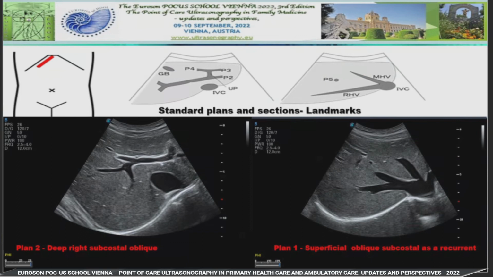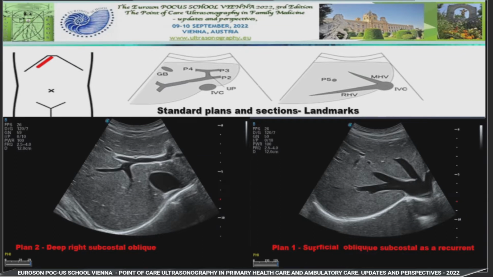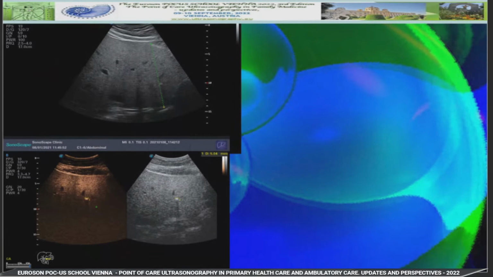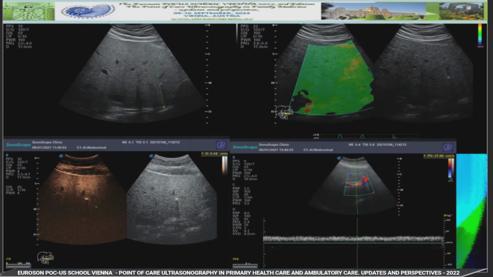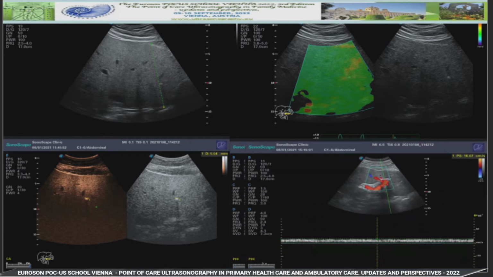This is the deep right subcostal oblique, and this is the superficial oblique subcostal and recurrent images. You must have all these to make this examination with the probe in the deep position and also in the superficial position. And you can find here a steatosis, and this is the multimodal ultrasound.